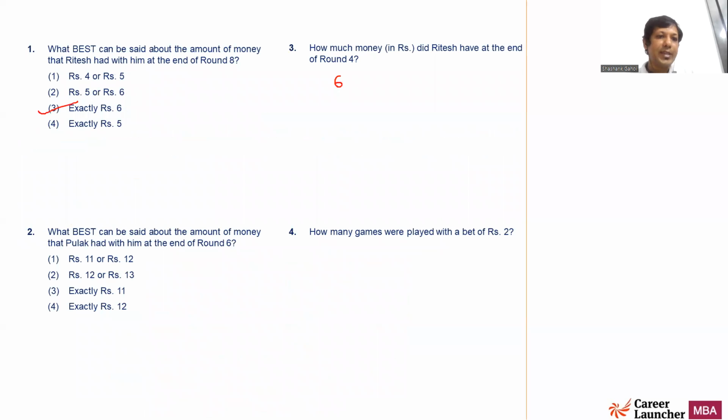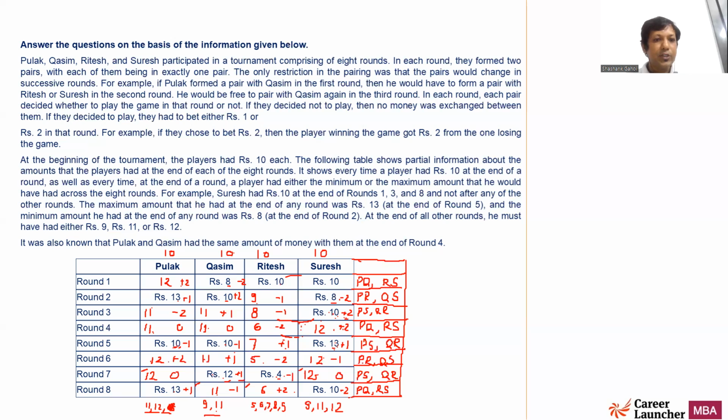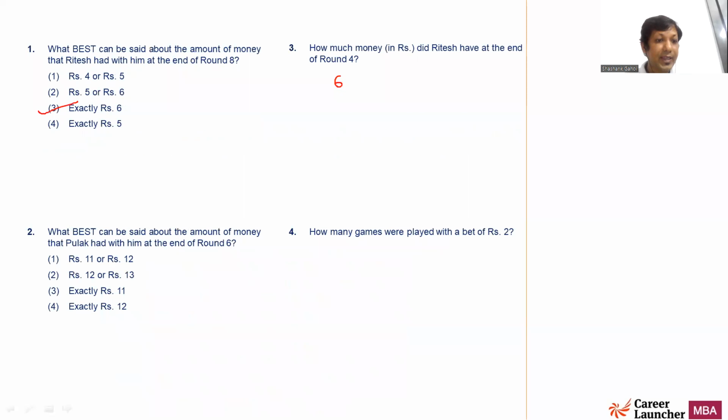What is best can be said about the money that Pulak had with him at the end of round 6? So at the end of round 6, Pulak had exactly 12 rupees. I can definitely answer the question. So the answer is going to be option 4.